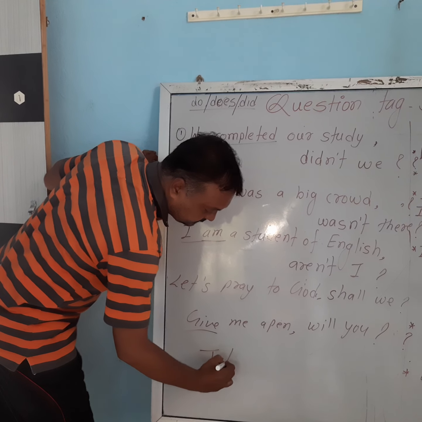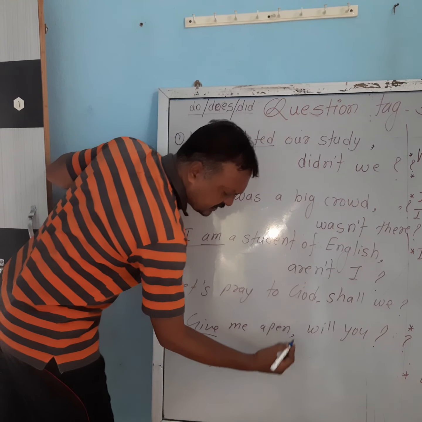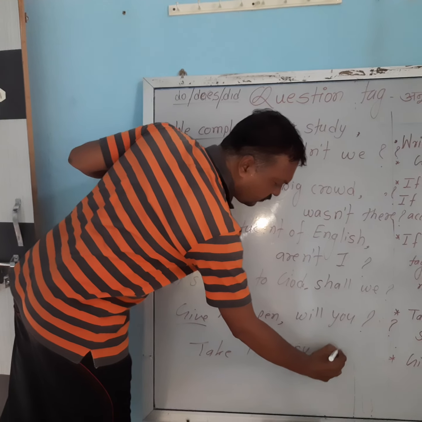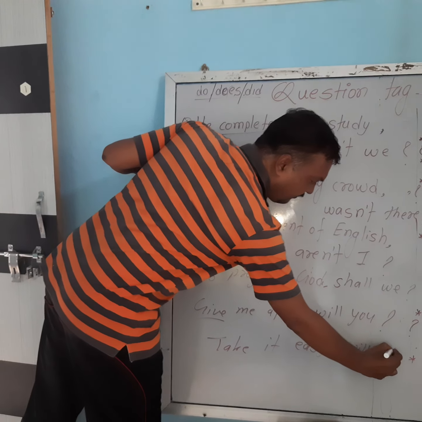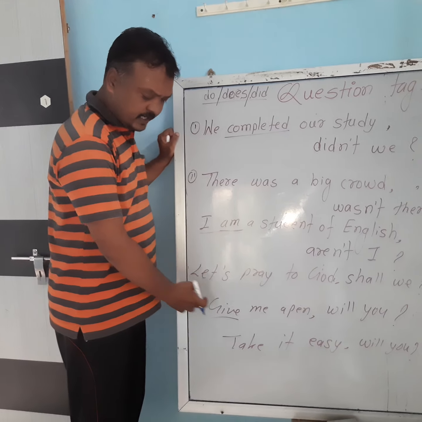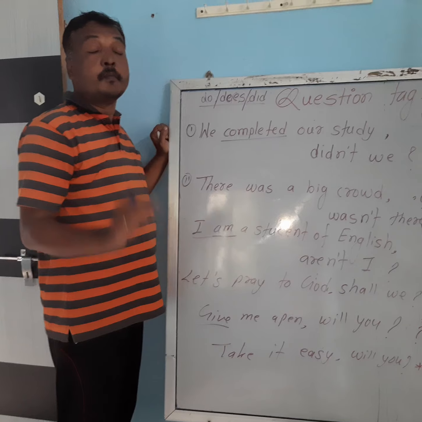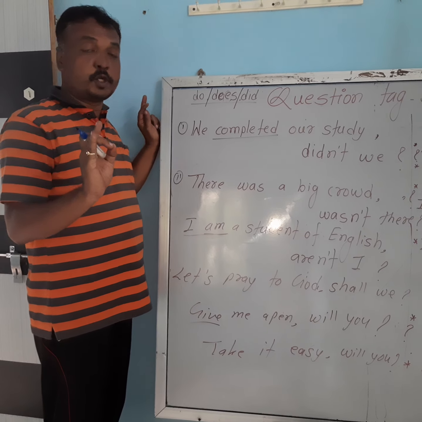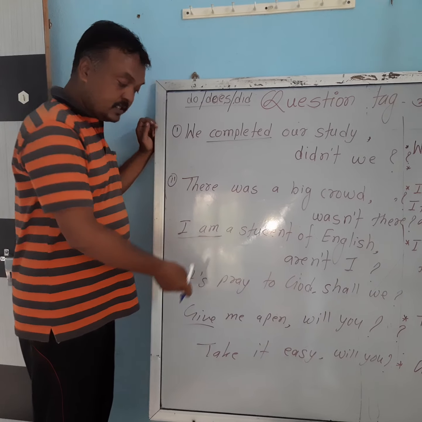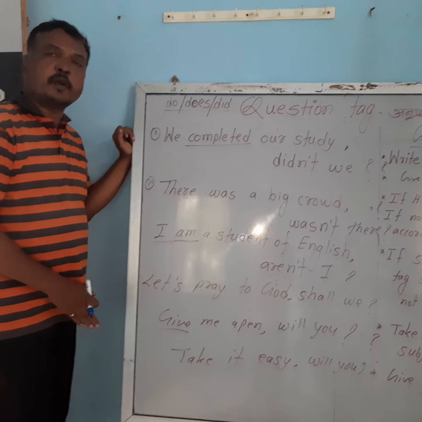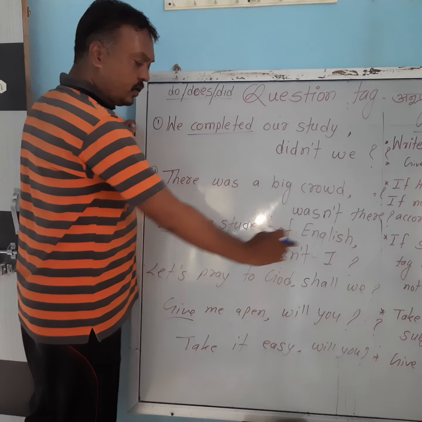Okay. Another imperative sentence: Take it easy. Whatever the sentence may be, what do we have to do? Comma, will you. Because in every imperative sentence there is no subject. So regarding that, you as a subject, we have to use will you. So for any imperative sentence, comma, will you, question mark.